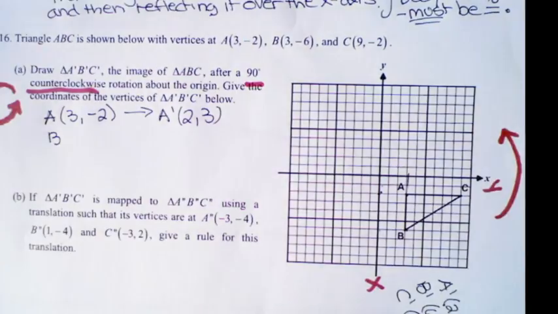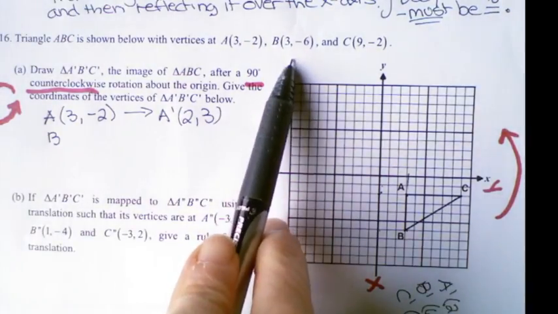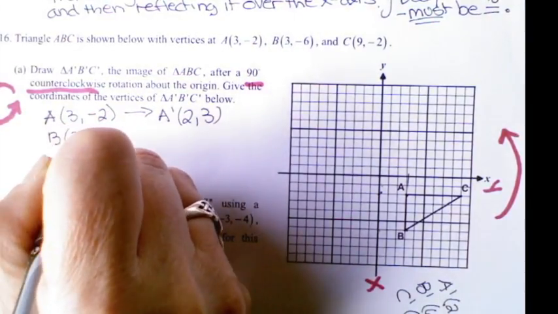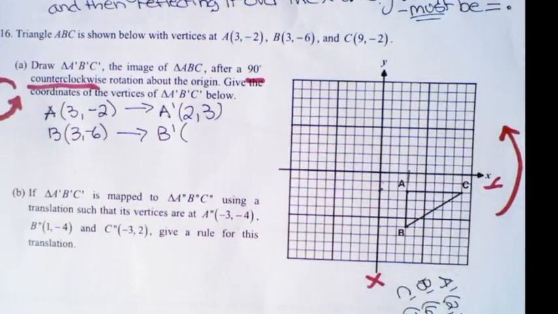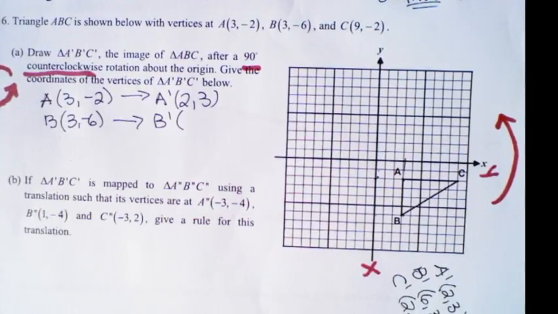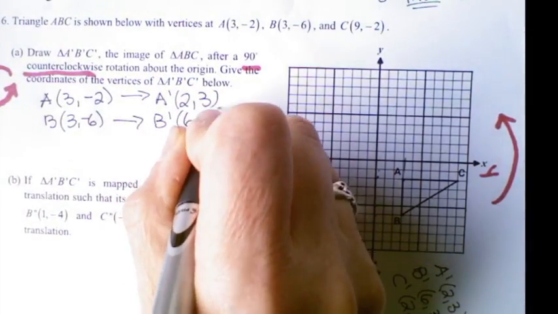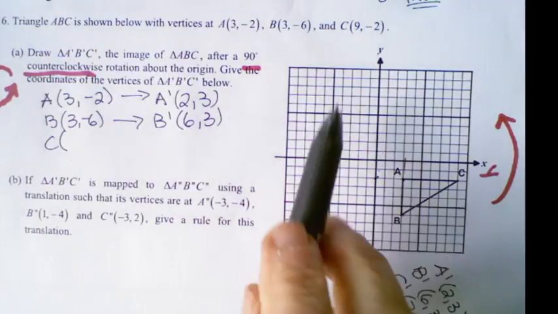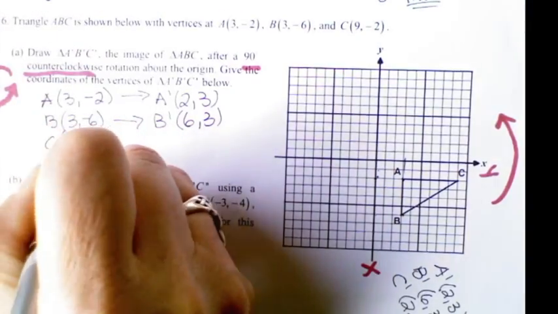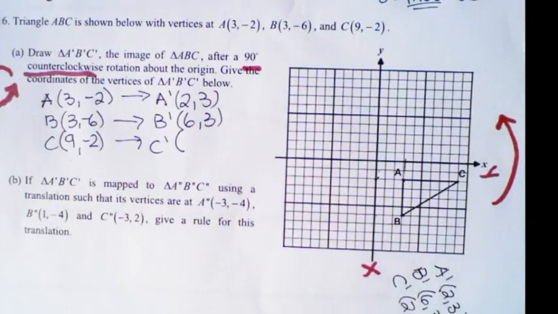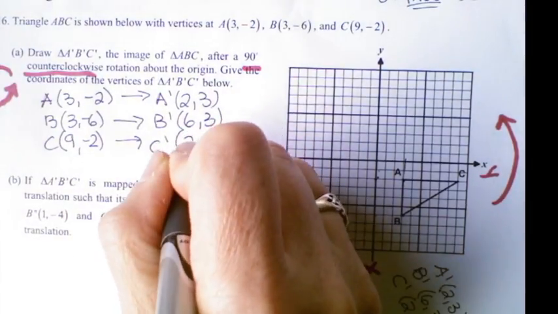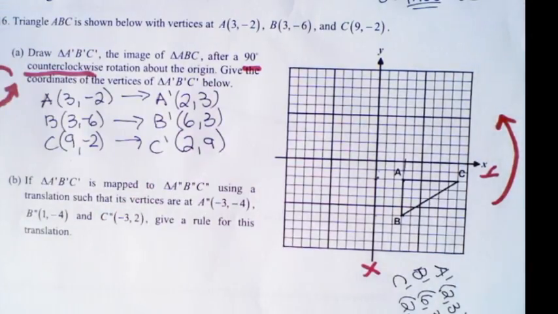B was originally at 3 and -6. But when I did my rotation with my paper, I found B to end up at 6 and 3. And C, which is originally at 9 and -2, moves to C prime, which is now at 2 and 9. Okay, so I'm going to graph this right now so you can see what I'm talking about.